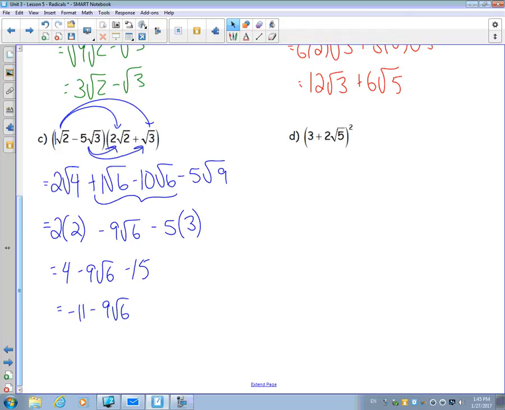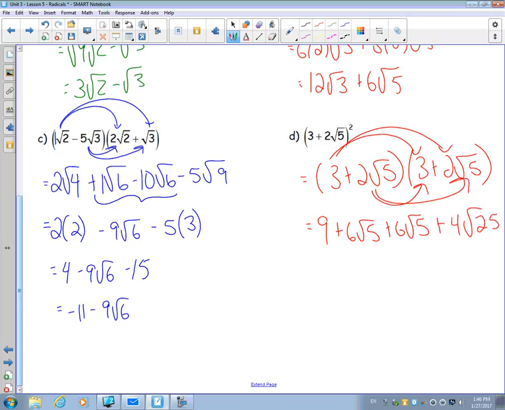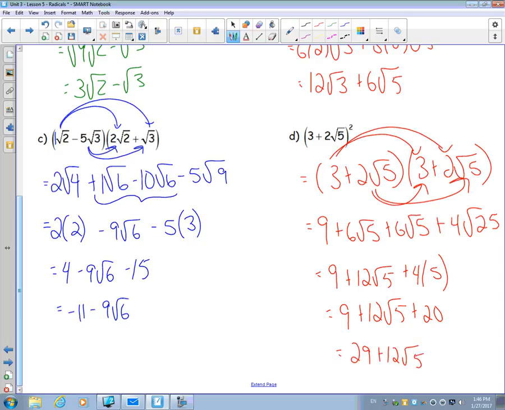Okay, last one. I see a radical squared. We know that means we should write it out twice. And then we're going to do FOIL. So 3 times 3 is 9. 3 times 2 root 5 makes 6 root 5. Insides, again 6 root 5. And then lasts, 4 root 25, which gives us 9 plus 12 root 5 plus 4 times 5. And we want to keep simplifying, so we're going to keep making this easier where we can. And 9 and 20 makes 29 plus 12 root 5.